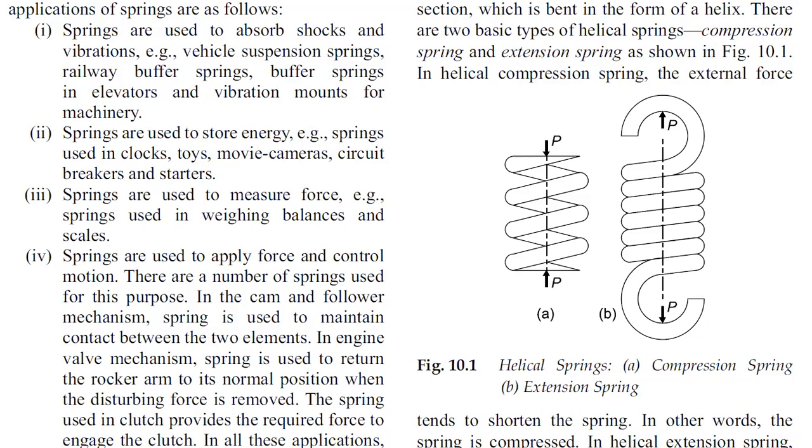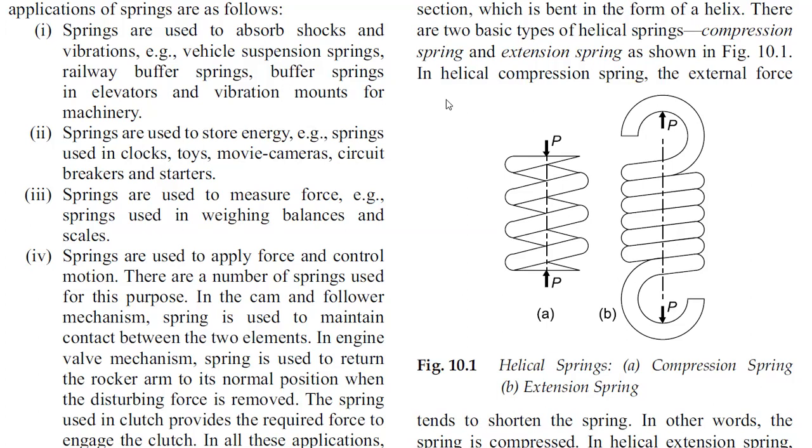For example, vehicle suspension springs. In the railway, they have a buffer spring. In the elevators, right? Vibration mounts for the machinery. So these are all examples of the spring, you can say. Springs are used to store energy. For example, you can see the application of springs in clocks, toys, movie cameras, circuit breakers, starters. All are the equipment in which we are using the spring.